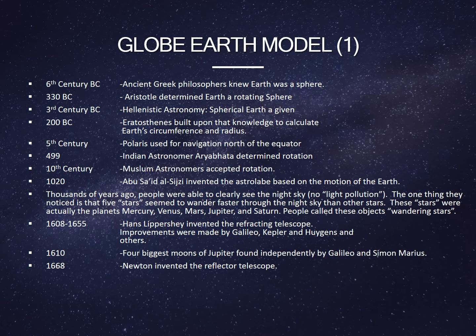So thousands of years ago, people were able to clearly see the night sky because there's no light pollution. One thing they noticed is that 5 sort of stars seem to wander faster through the night sky than other stars, and sometimes even going backwards instead of the same path. These stars were actually the planets Mercury, Venus, Mars, Jupiter, and Saturn. People called these objects wandering stars, which has been interpreted into English as planets.